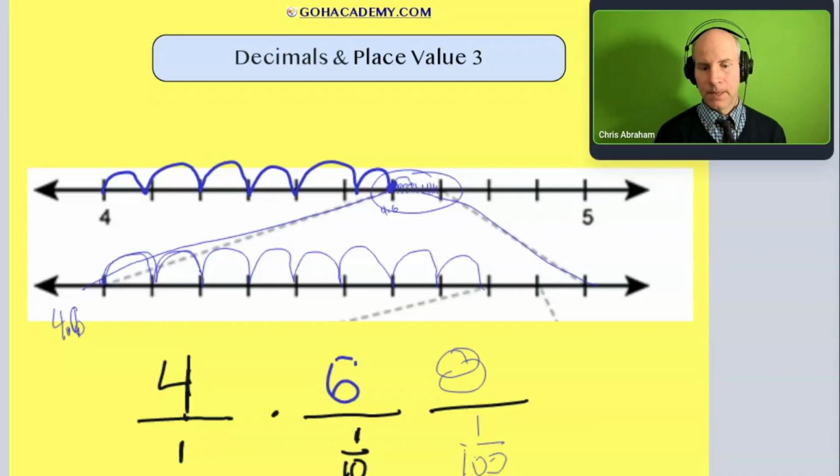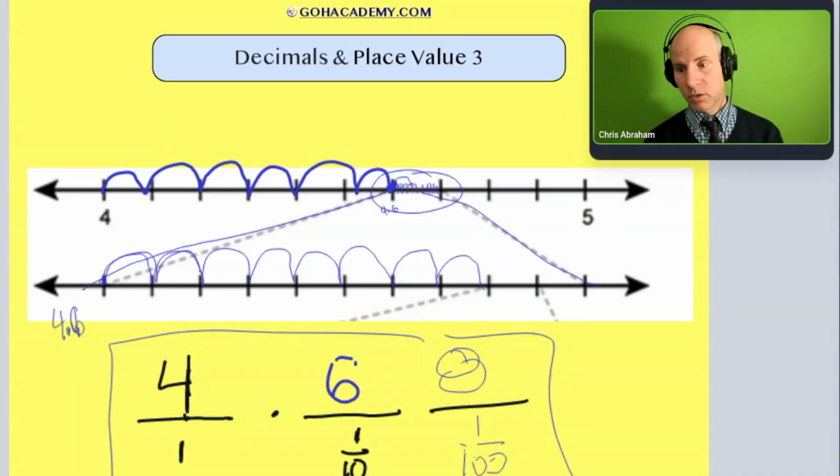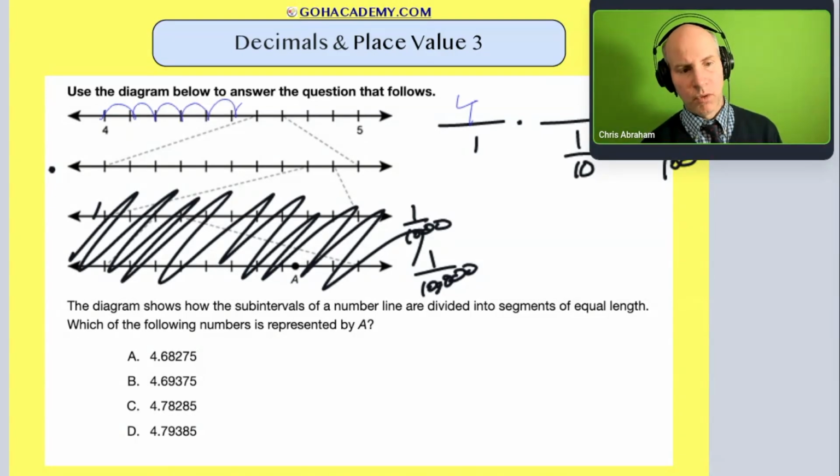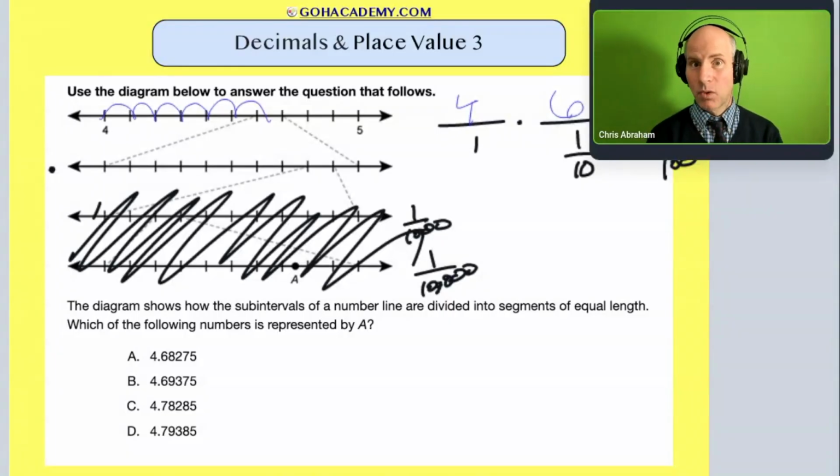Okay. Now let's go back to the original question. We were able to get that in the first number line. This would be 4.1, 2, 3, 4, 5, 6, okay? And just by knowing that it's 4.6, look at the answer choices. We know that A has to be somewhere between 4.6, right? So that means it's not going to be C or D. So C or D are out.